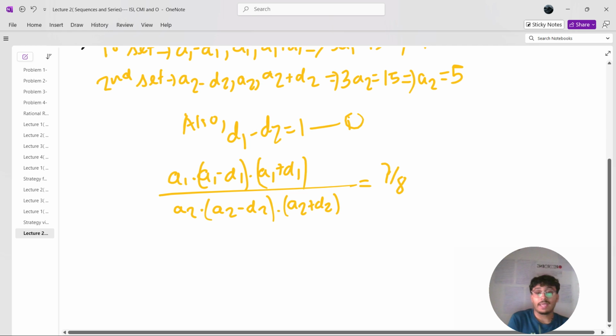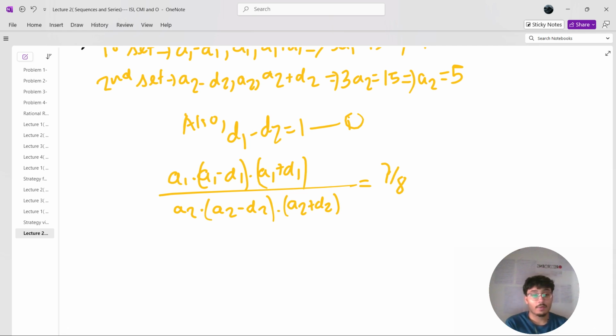Now what do we know? My A1 and A2 both are the same. Since A1 is 5 and A2 is 5, I cancel A1 and A2. What are we left with? We simply have A minus B into A plus B, which is the formula of A square minus B square. So A1 square minus D1 square divided by A2 square minus D2 square is equal to 7 by 8.